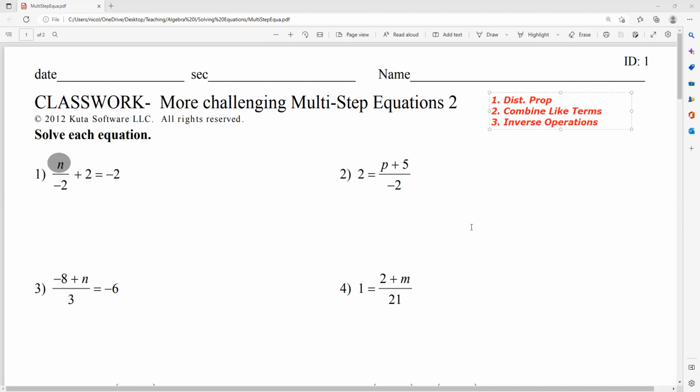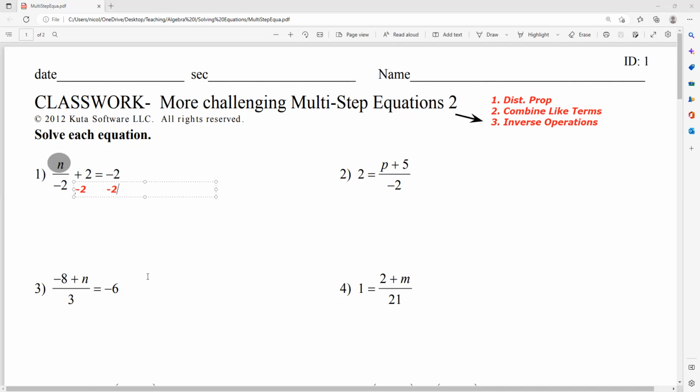So if none of those are present in your problem, like for the first one right here, there is no distributive property. There is no combining like terms on each side. So just go to step 3, inverse operations, which means moving stuff around to isolate the variable. So always add and subtract first before multiplying and dividing, unless you have a special scenario, which you may for like number 2. So the first step I want to do here is minus the 2 to the other side.